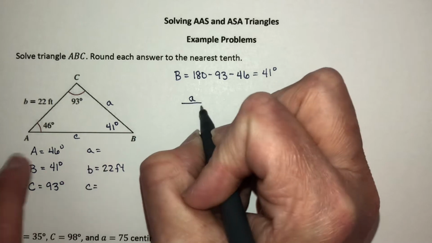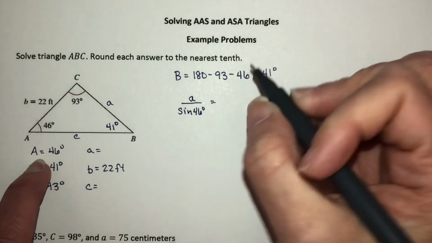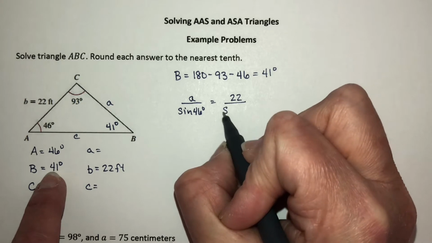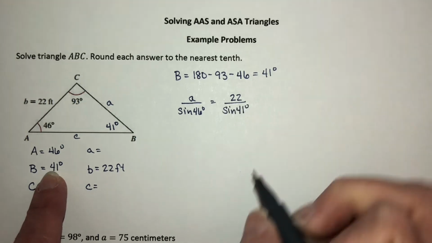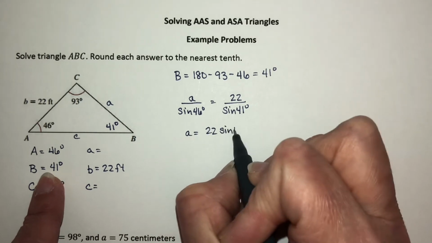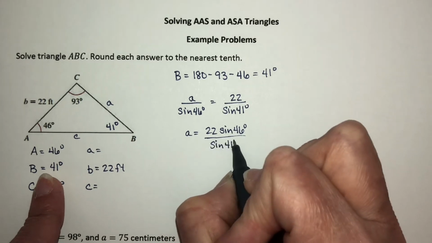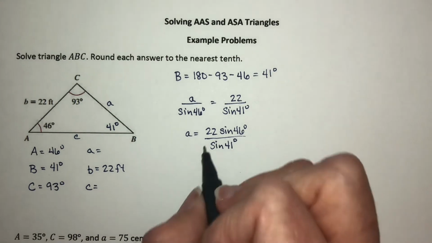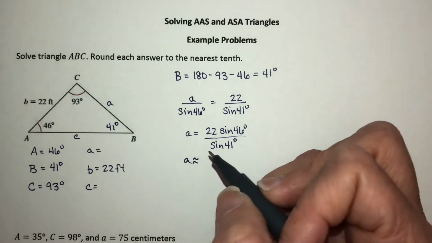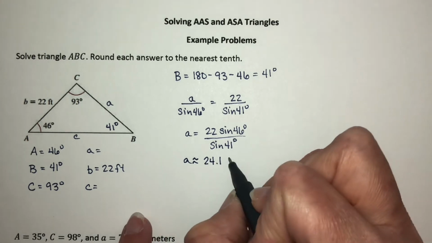So let's find the length of A. So I do A over sine of 46 degrees is equal to 22 over sine of 41 degrees. So our A value is 22 times sine of 46 degrees over sine of 41 degrees. And plugging that into your calculator and rounding appropriately, you'll find that A is approximately 24.1 feet long.